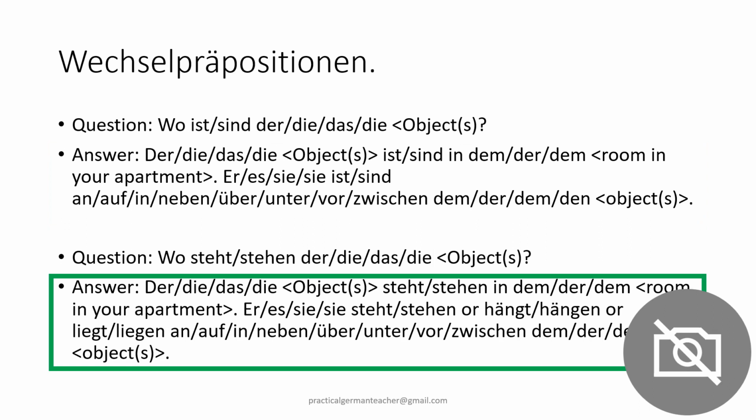You may find it difficult to use the verb sein to provide more information. Then you may use the verbs stehen or liegen or hängen. Stehen usually means to stand, liegen usually means to lie, hängen usually means to hang.